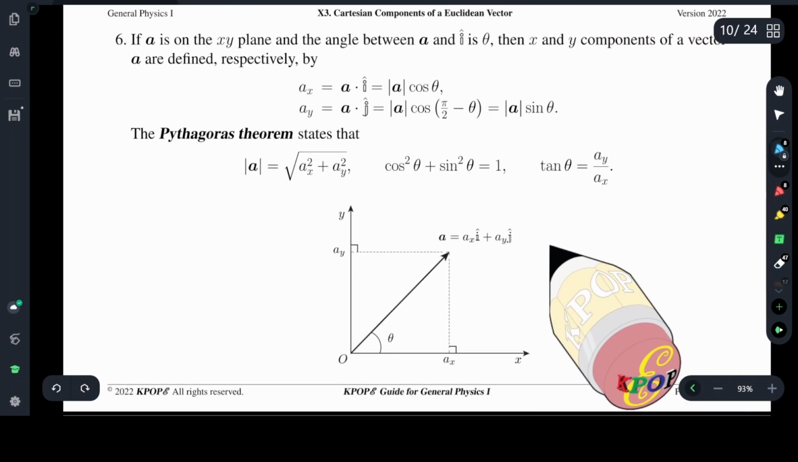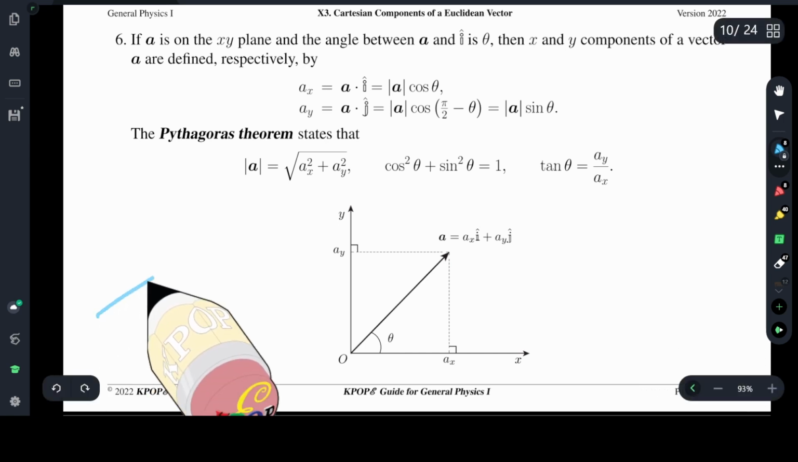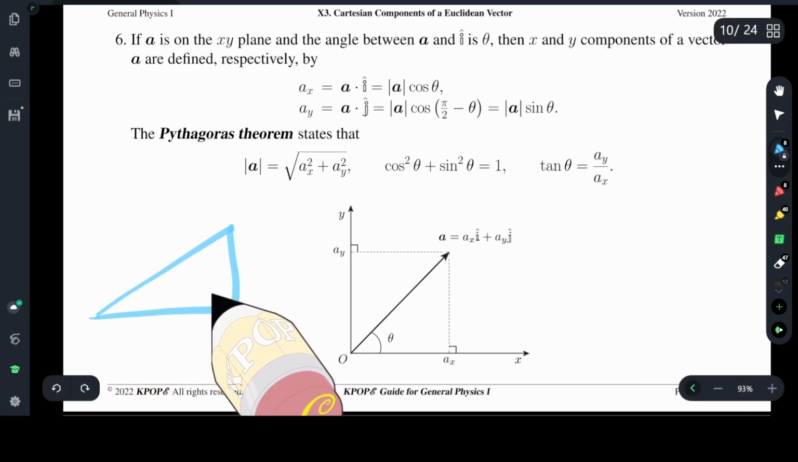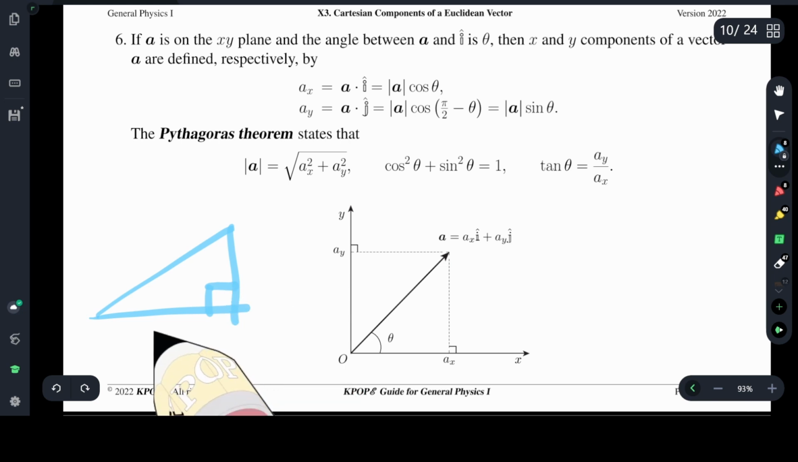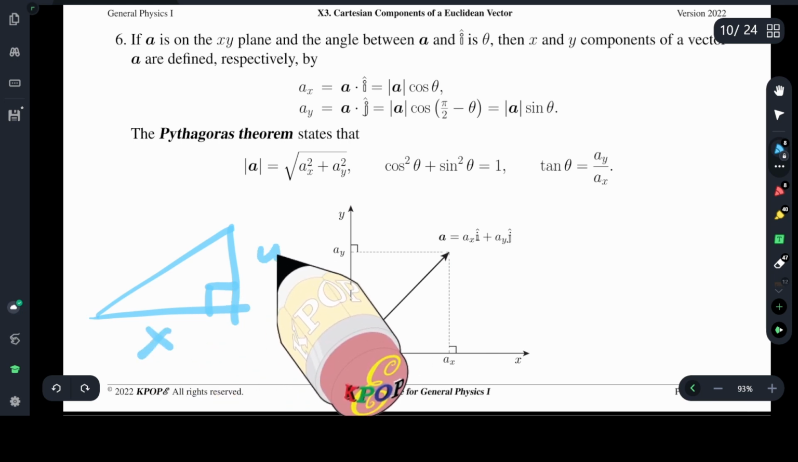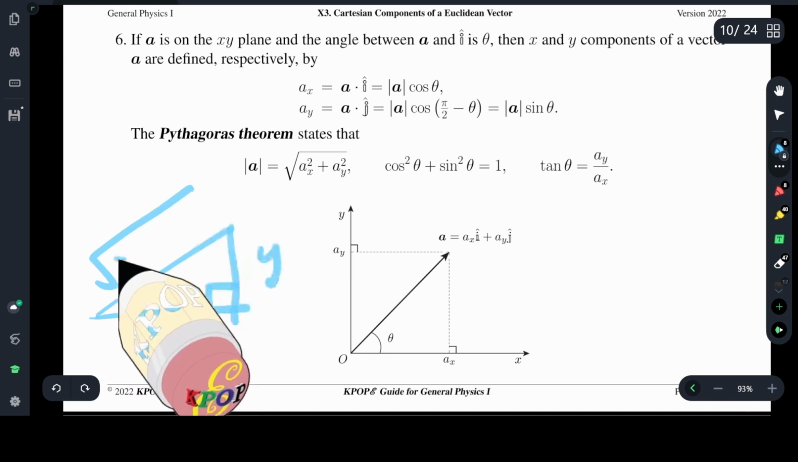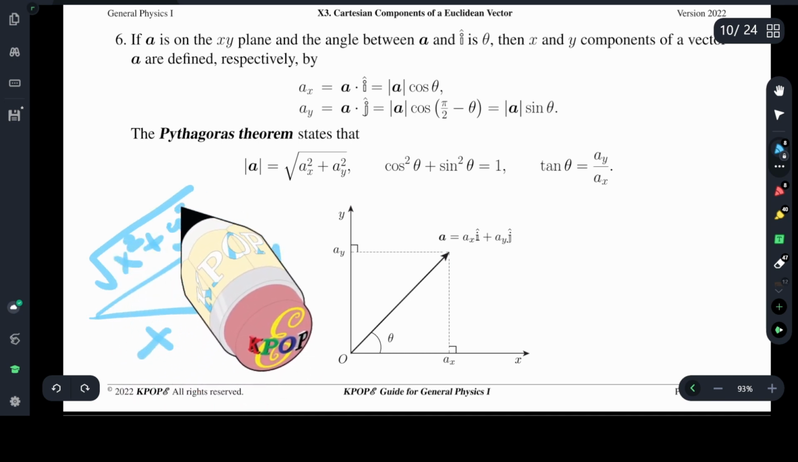Let us consider the Pythagoras theorem. This Pythagoras theorem is for the right triangle. This side is x, this side is y. Then the hypotenuse is the square root of x squared plus y squared.